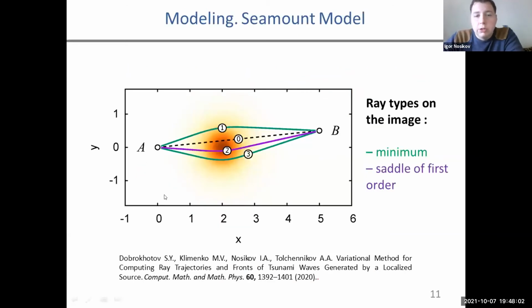There is another illustration of how the algorithm works. We provide modeling in a seamount model, with just one inhomogeneity in the center, and we can see that this situation provides three solutions: two minima as green rays, and one saddle point of first order by the violet ray.